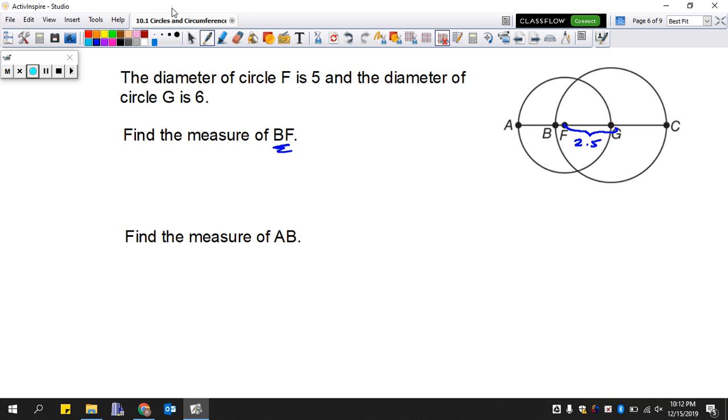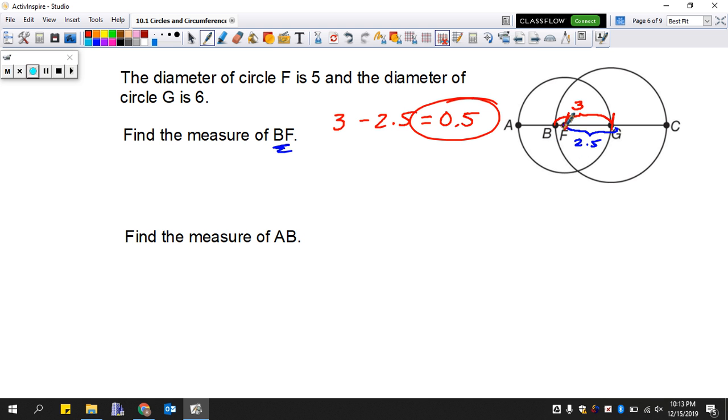Now we also know, and I'm using a different color here, that B to C is 6. That means this part here is 3, or half of that. When we look at that, this little section from here to here is covered in both circles. We're not looking for that. We're just looking for this small section here. So we're going to say 3 minus 2.5, which is equal to 0.5. So the measure of BF is 0.5.